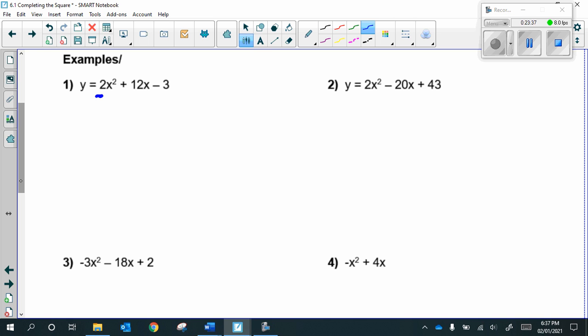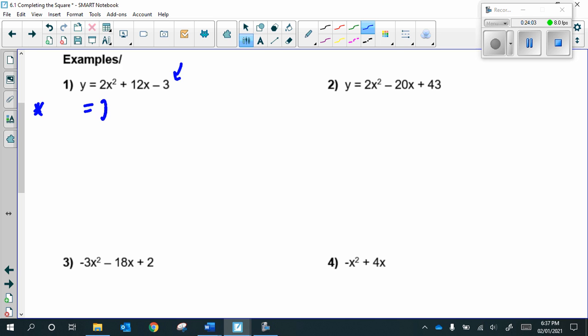y equals 2x squared plus 12x minus 3. Your first step is to common factor the 2 out of the first two terms. You don't have to common factor it out of the third. You can tell already the third term is negative 3. We can't even divide that by 2. We would get some decimal number or a fraction, and we don't want that. So only take the 2 out of the first two terms.